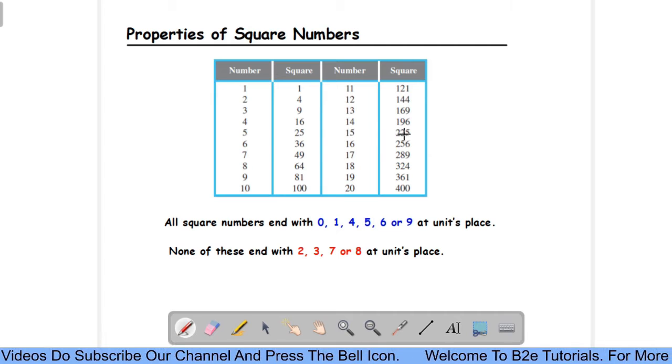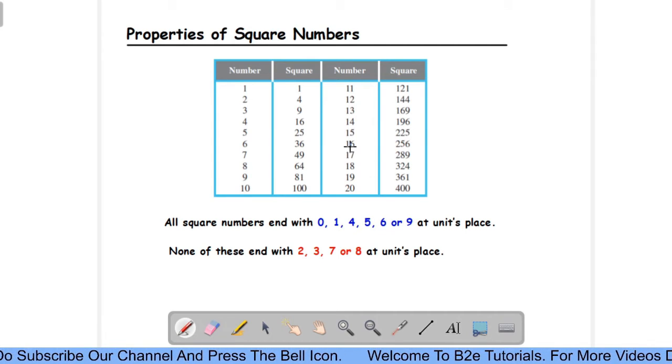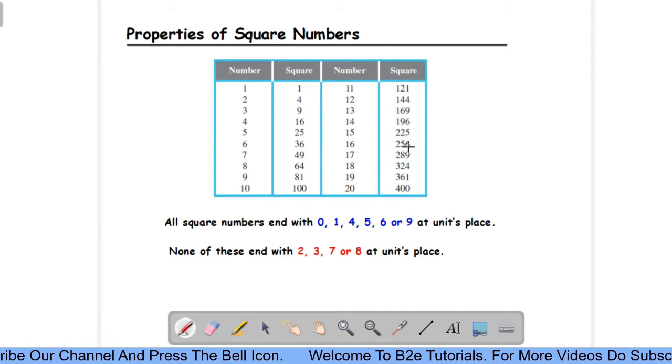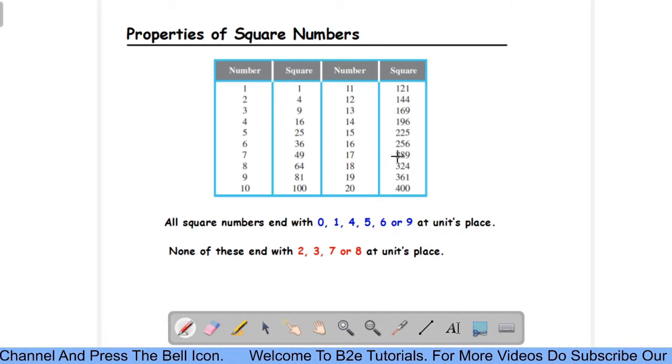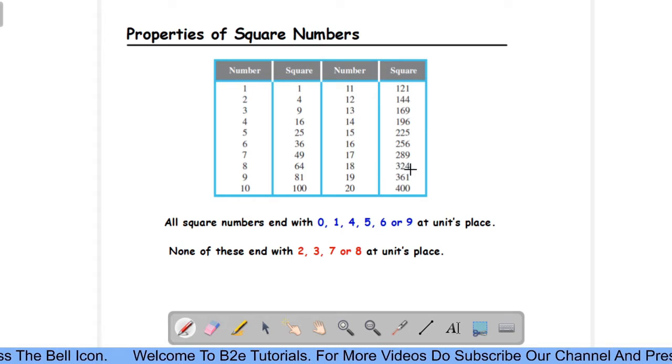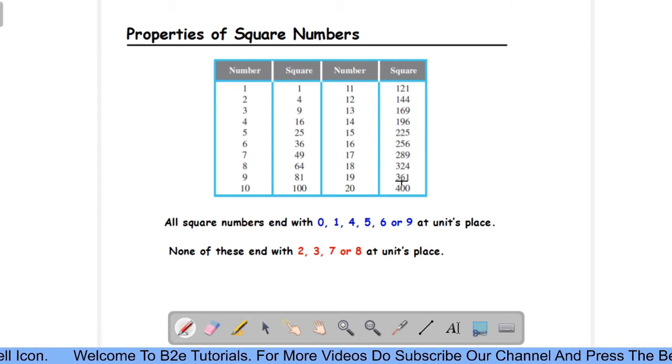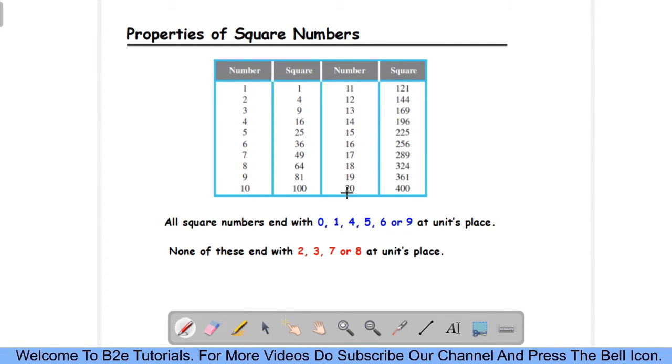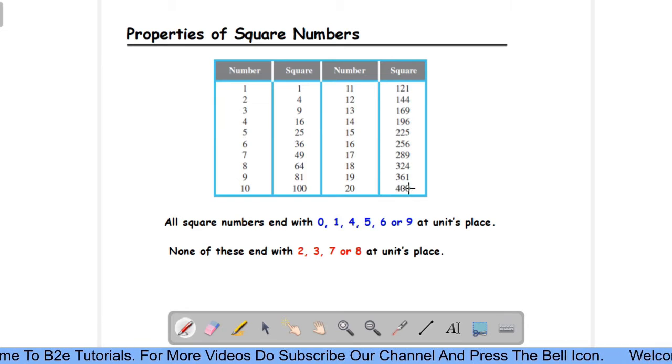Square of 15, it is 225. Square of 16, it is 256. Square of 17, it is 289. Square of 18, it is 324. Square of 19, it is 361. Square of 20, it is 400.